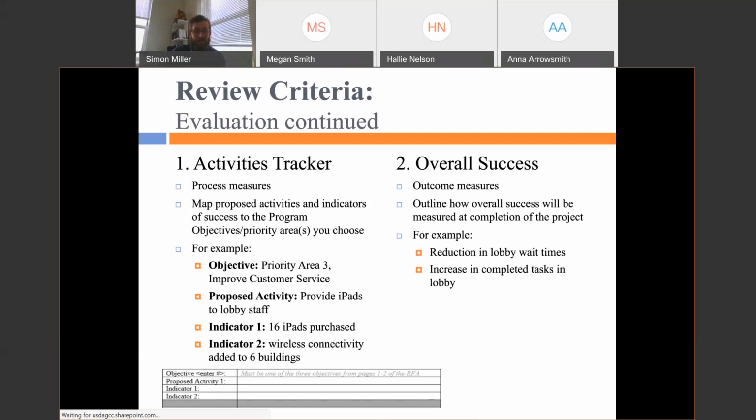Overall success of the project should also be measured through outcomes, and the outcomes should outline how the overall success will be measured once the project is complete. For this example, two outcomes could be reduction in lobby wait times and increases in completed tasks in the lobby, which both contribute to improved customer service.